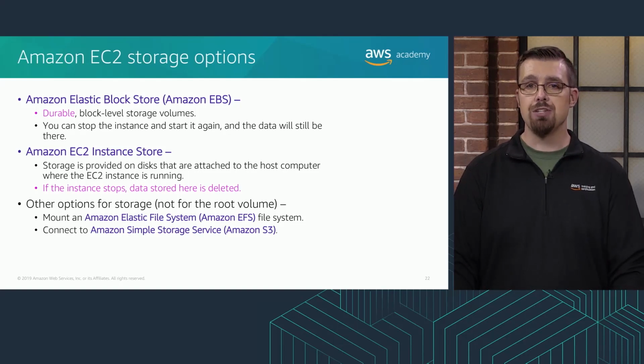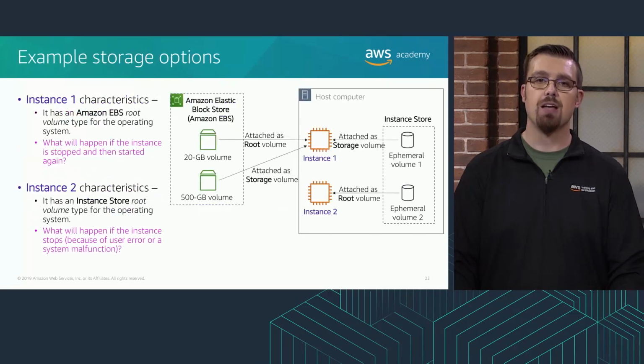However, for other storage needs, some options include Amazon Elastic File System, which provides a scalable, managed elastic network file system, and Amazon S3, which is an object storage service that offers scalability, data availability, security, and performance.